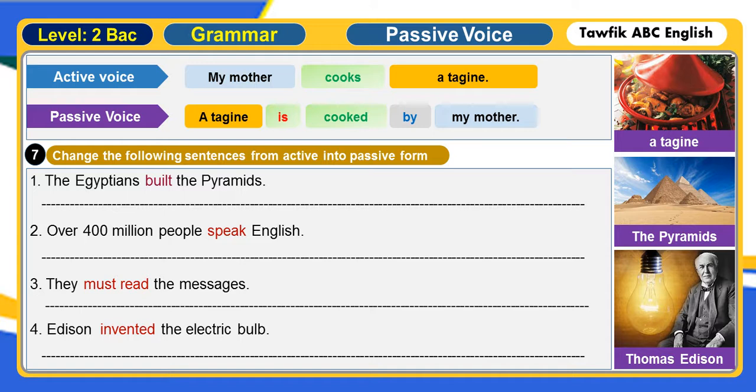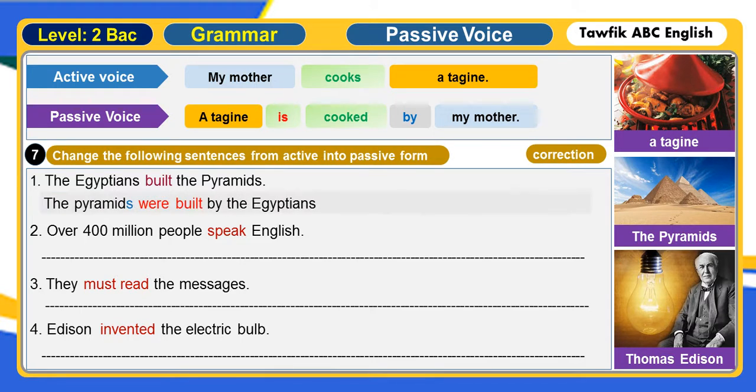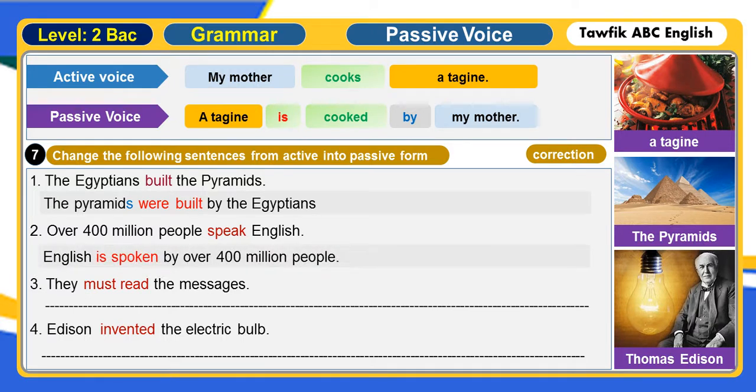Number 1 غادي نبداو the pyramids. Pyramids is plural. Built is in simple past. So we say the pyramids were built by the Egyptians. The pyramids هما الأهرامات were built by the Egyptians. Number 2 over 400 million people speak English. So English is spoken by over 400 million people. Next, they must read the messages. The messages must be read by them.